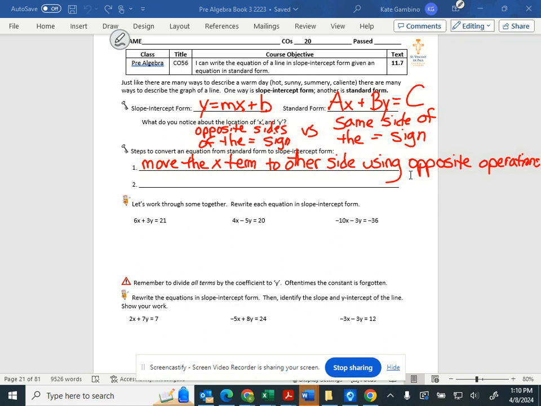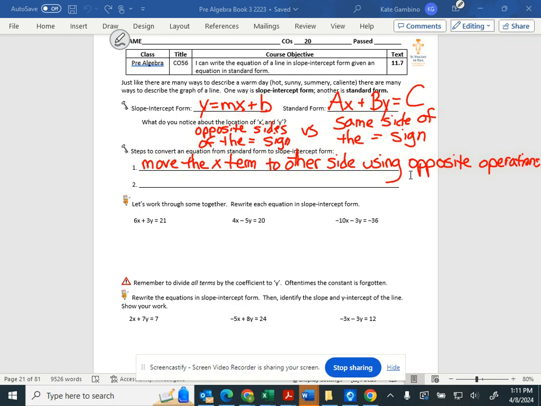If it's positive, that means you're adding. Opposite would be subtracting. If it's negative, it means you're subtracting. So the opposite would be adding. You have to use those opposite operations. Christian asks, what if it was a negative number? If it's a negative number, you always look at the operation. So if we're going to move the x and it's negative 10, that means minus 10, so opposite would be adding 10x. And we'll go over that in a minute.